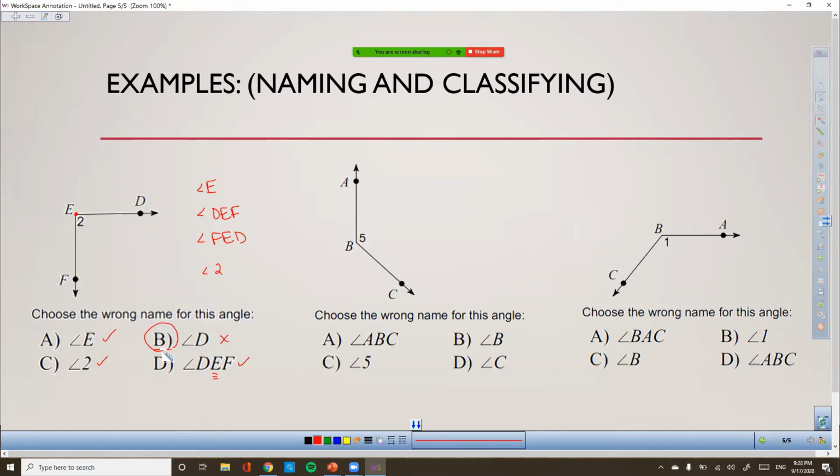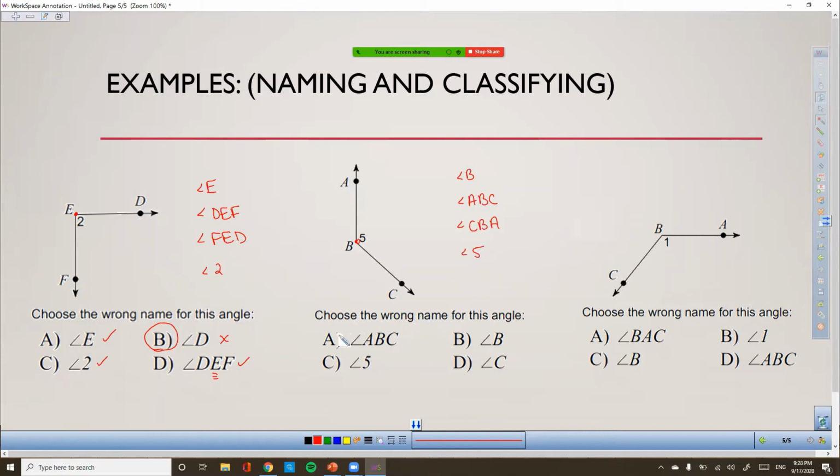All right, let's look at the second example. They want us to choose the wrong name of this angle. Let's first list all the ways we can name it. First, by its vertex, so this can be angle B. Second, by the 3 letters, and the vertex has to be in the middle. In this case, it can be angle ABC or angle CBA. And lastly, I can name it by the number, in this case, angle 5.